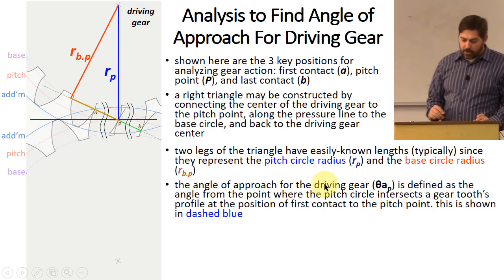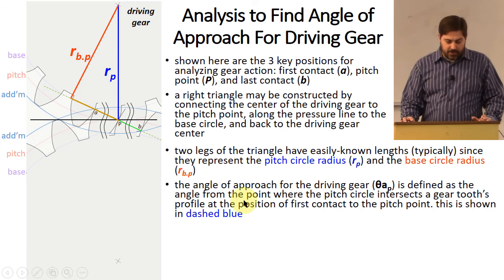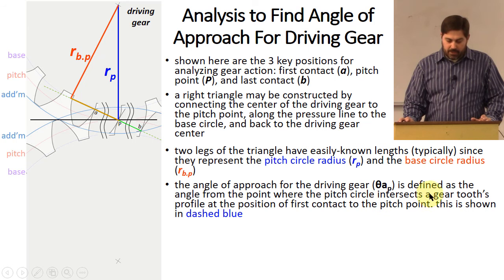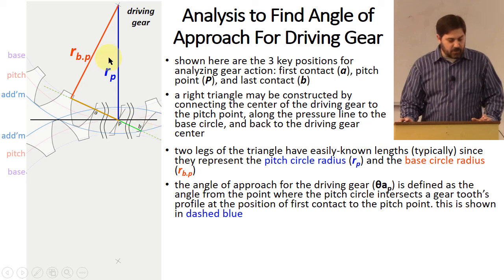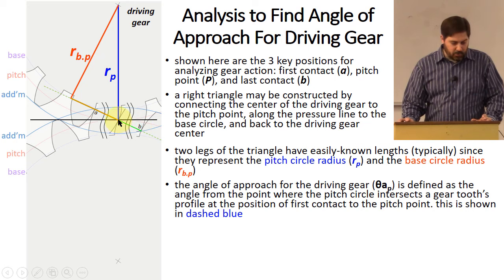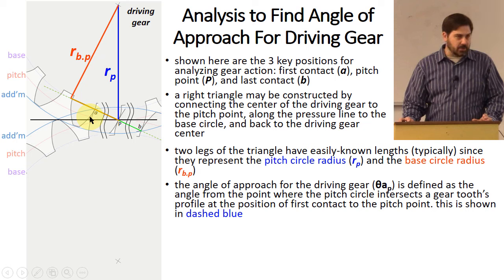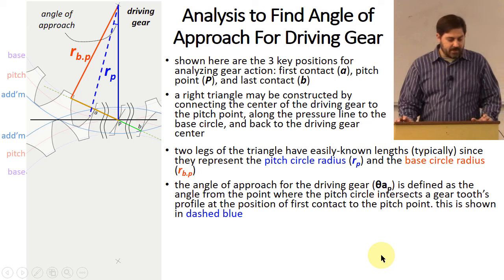All right, angle of approach is defined as the angle from the point where the pitch circle intersects a gear tooth's profile at the position of the first contact to the pitch point. So basically, here's what that means. You go from the pitch point and measure the angle over here. This is the tooth that's about to make contact. I need to measure the angle to where this tooth profile intersects this pitch circle. That is what we mean by the angle of approach, that angle. I'm showing that line right there.